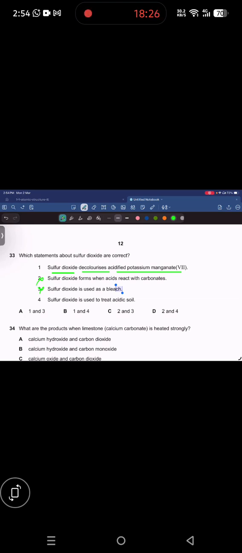Sulfur dioxide is used to treat the acidic soil. This one is wrong. Sulfur dioxide can be used in the bleach. This one is a discussable thing. Yes, sulfur dioxide gas is used in a bleach. It's a bleaching agent. So A is the correct answer here. Okay.